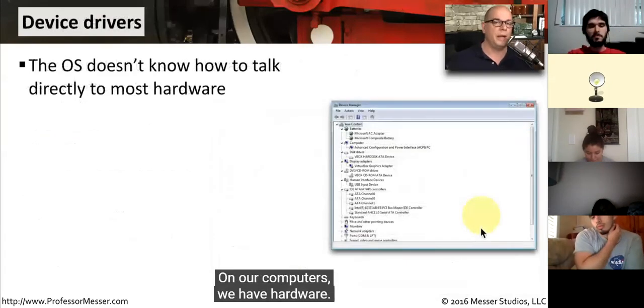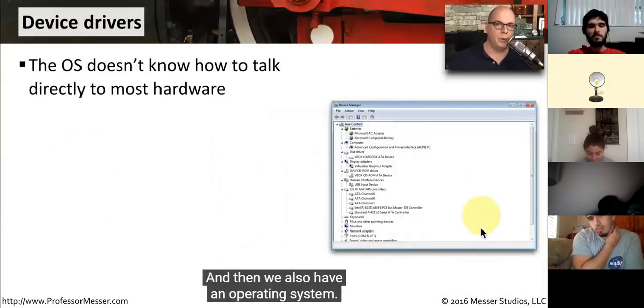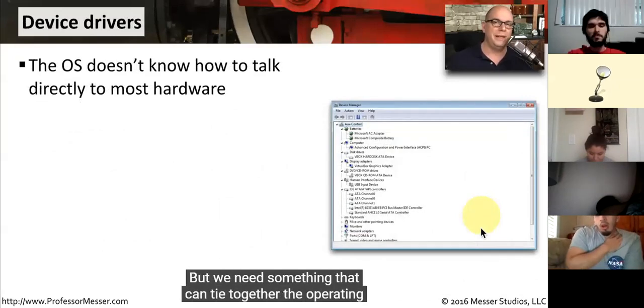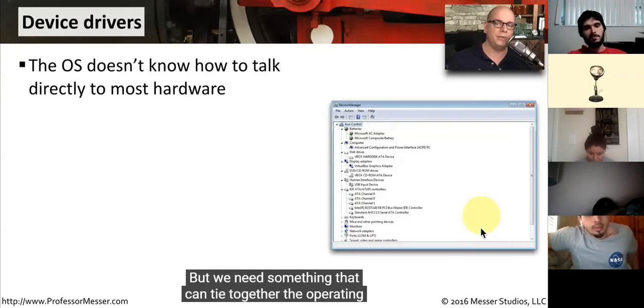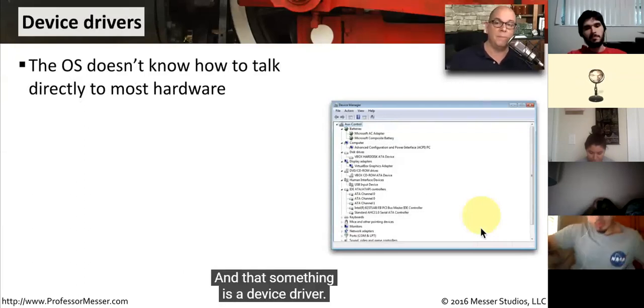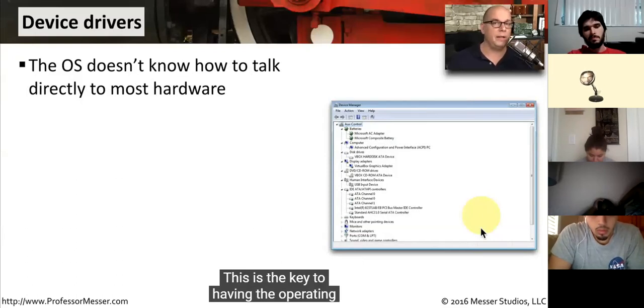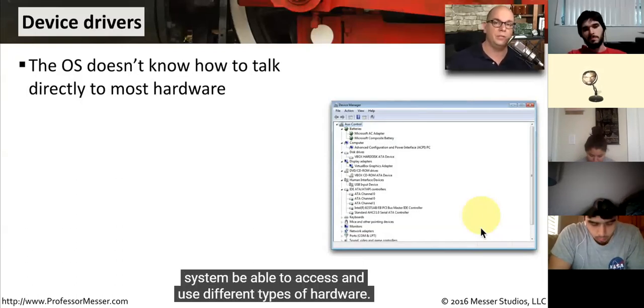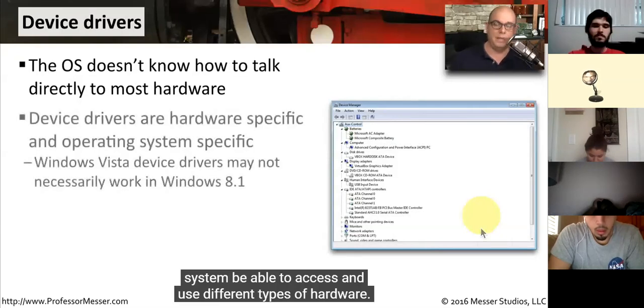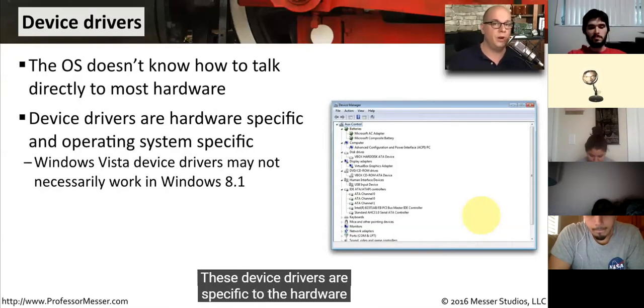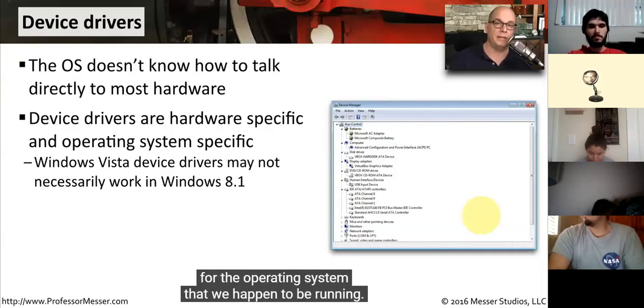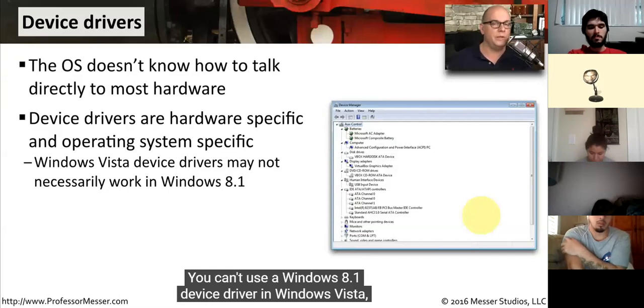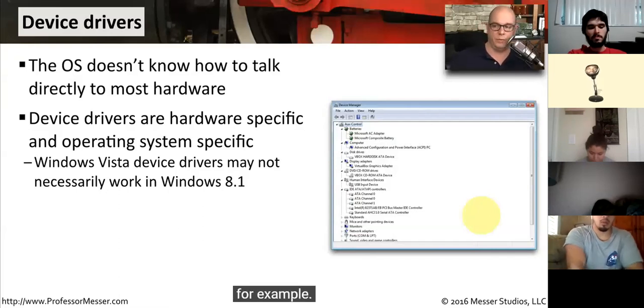On our computers, we have hardware, and then we also have an operating system. But we need something that can tie together the operating system and the hardware, and that something is a device driver. This is the key to having the operating system be able to access and use different types of hardware. These device drivers are specific to the hardware that we're using, and they have been written explicitly for the operating system that we happen to be running. You can't use a Windows 8.1 device driver in Windows Vista, for example.